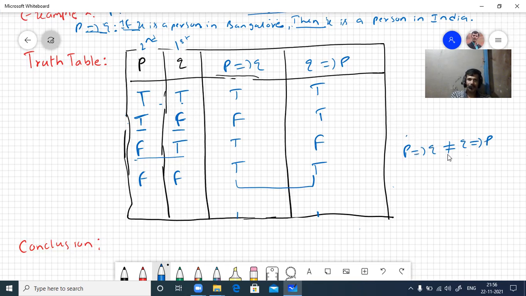What is the conclusion? Implication does not satisfy the commutative property. It does not hold good.